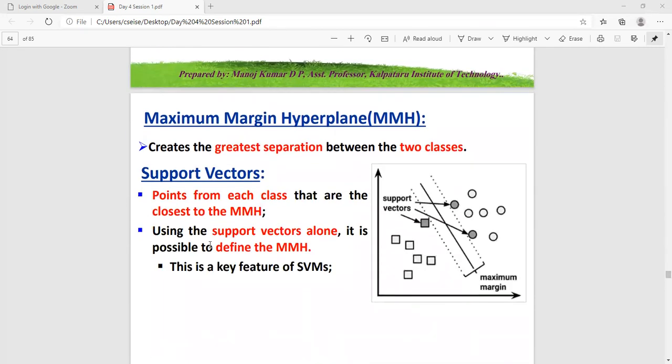Now you come to the maximum margin hyperplane. What is this maximum margin hyperplane? It creates the greatest separation between the two classes.